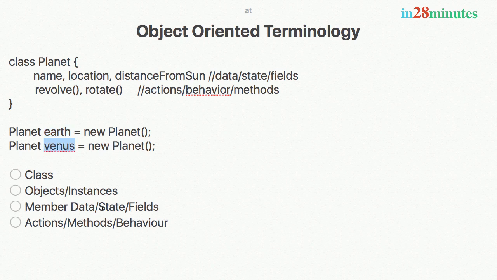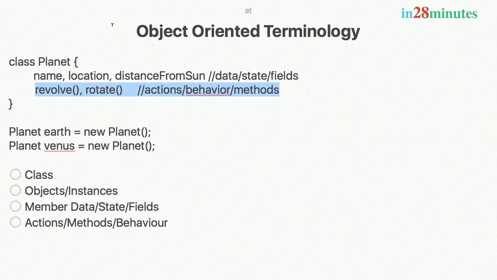The member data, state or fields are the data which are present in every object. So for each of these fields, Earth can have a different value and Venus can have a different value. So this is called member data, or this is also called the state of an object. This is represented by using something called fields, or these are also called member variables.